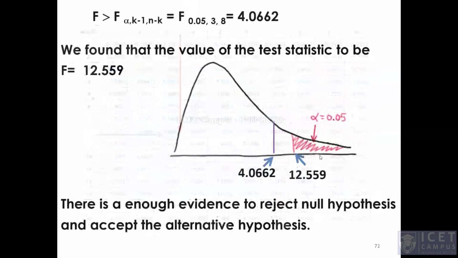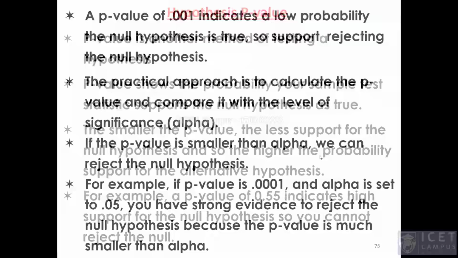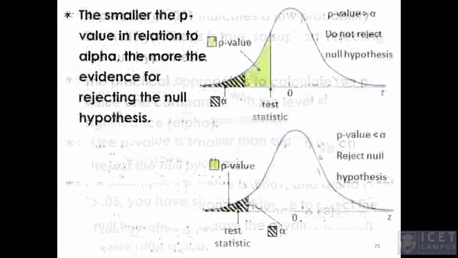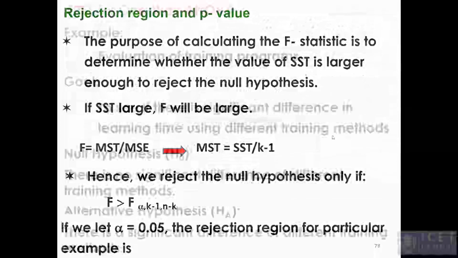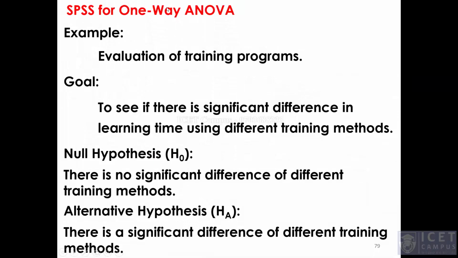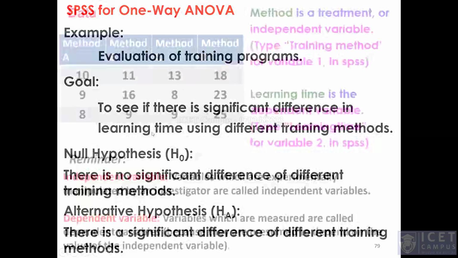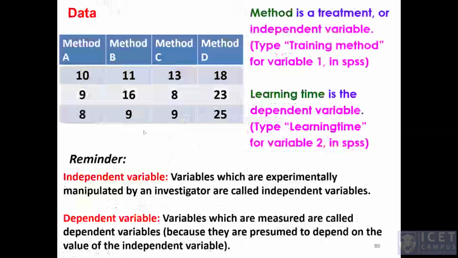Here it mentioned how to do it manually. We can go to SPSS for one way ANOVA. So we wrote there is no significant difference between different teaching methods, method A, B, C, D, right?